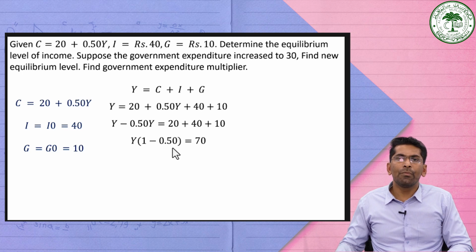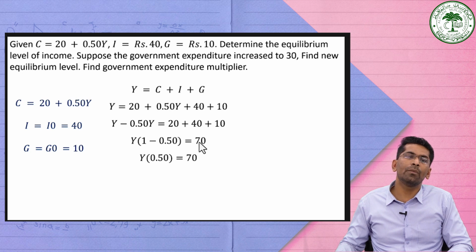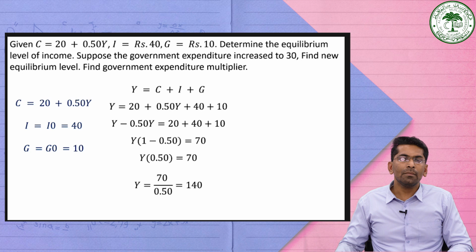Then 1 minus 0.5, which is equal to 0.5Y, which is equal to 70. Dividing both sides of the equation by 0.5, you will get Y is equal to 140. So this is the level of income before increasing the government expenditure. Okay, that is the level of income. Now government is going to change its expenditure. So delta Y, what is your new change in the income when government is going to change its expenditure?